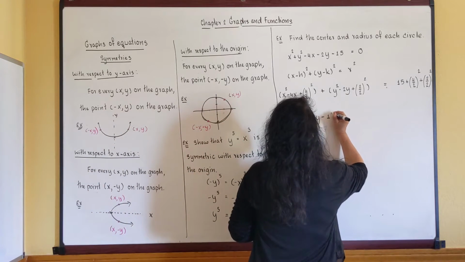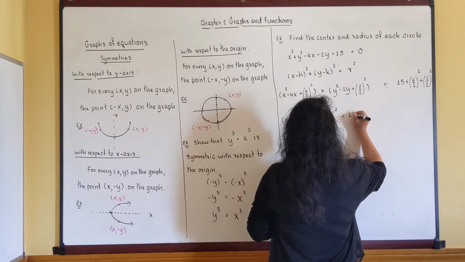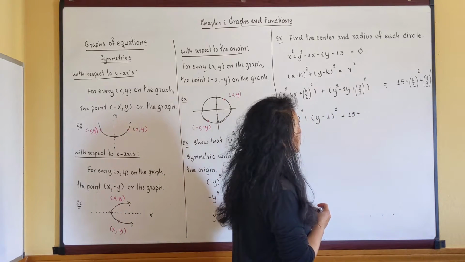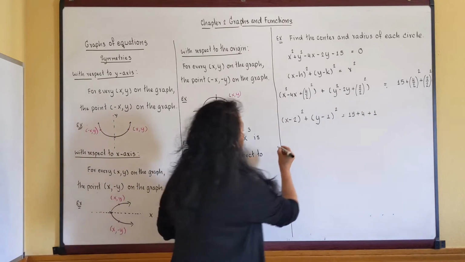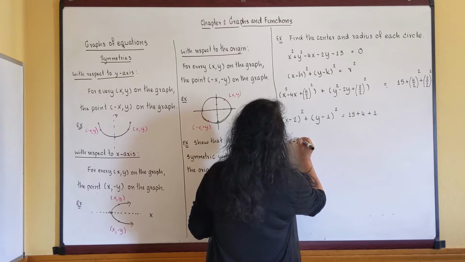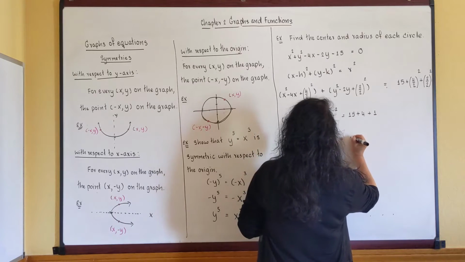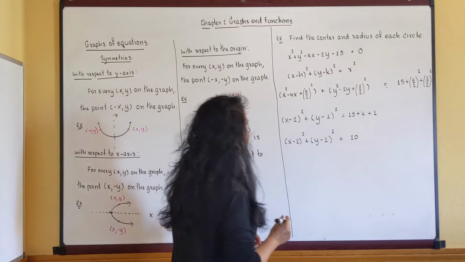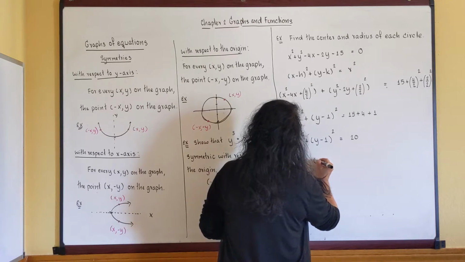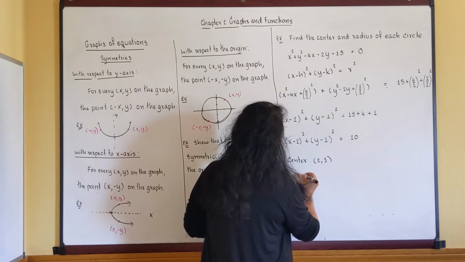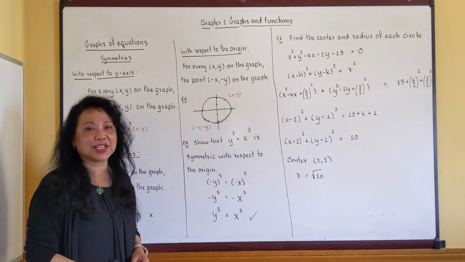2 over 2 is 1, quantity squared. Then on the right hand side, 15 plus 4 divided by 2 is 2, and 2 squared is 4, plus 1. So now I have (x minus 2) squared plus (y minus 1) squared equals 20. The center is (h, k), so my center is (2, 1) and my radius is the square root of 20. Alright, let's see more in the next section.